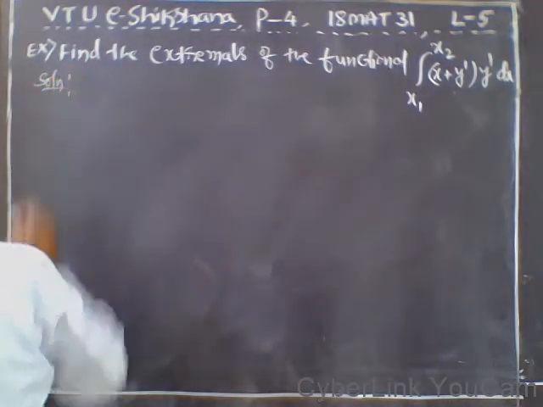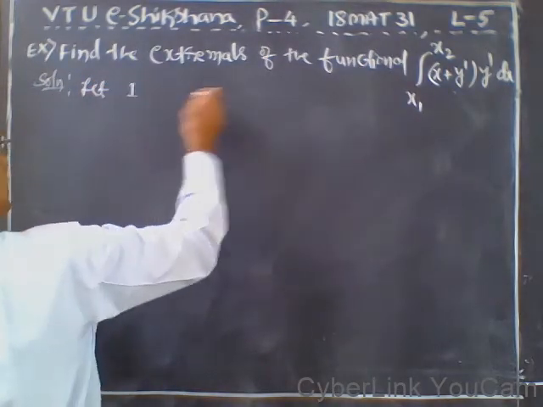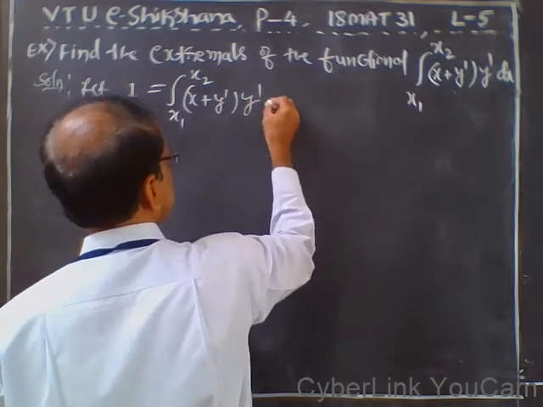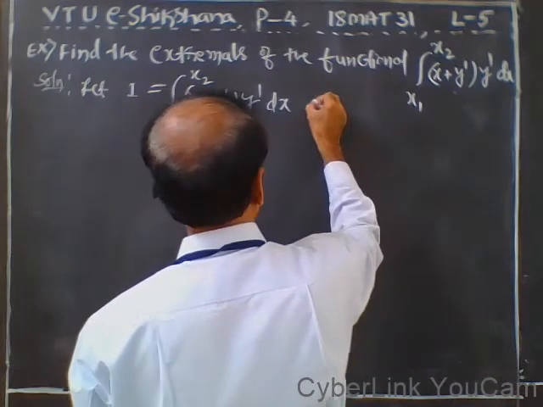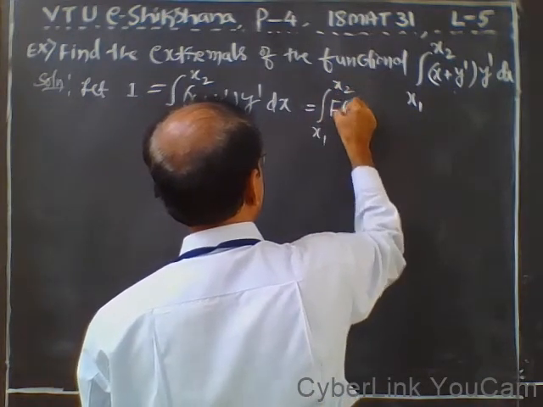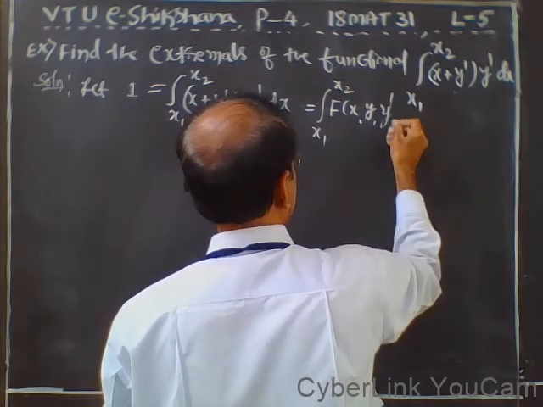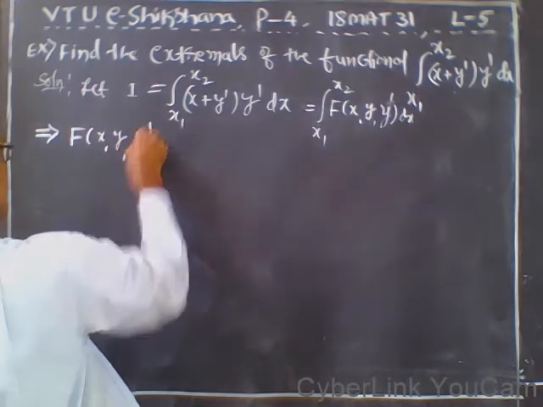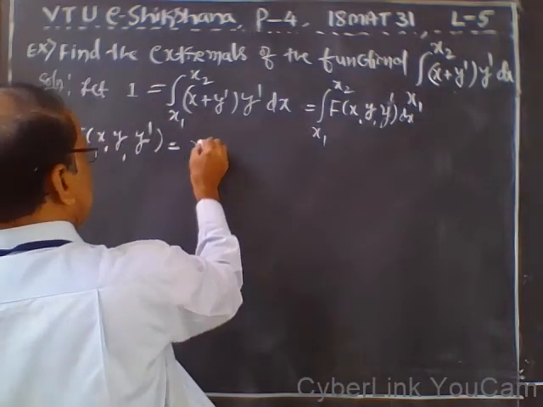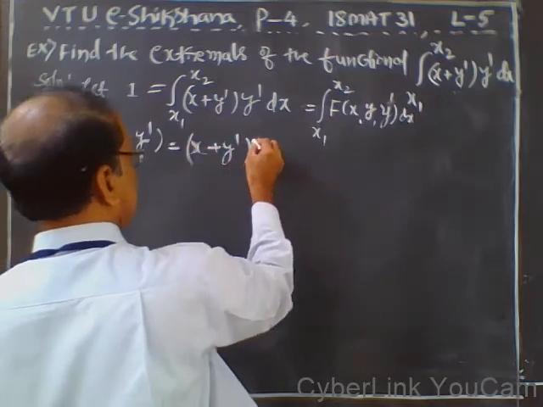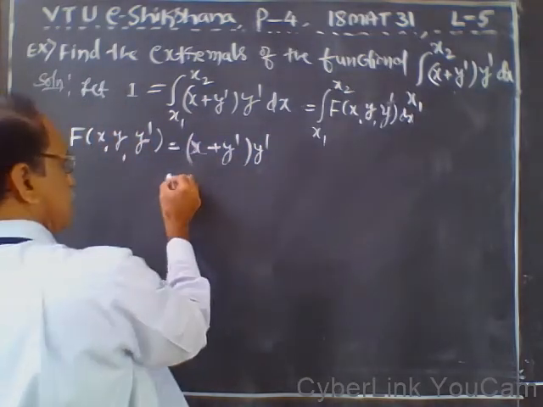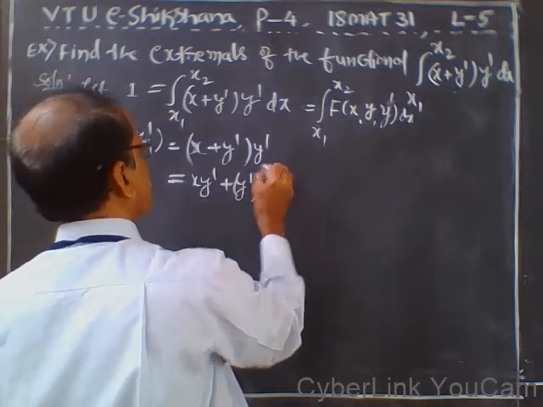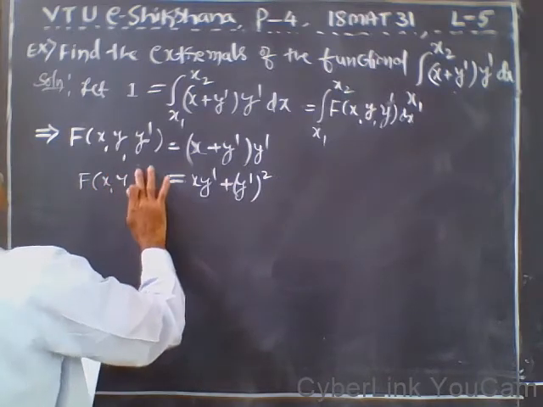In the solution, let the given integral that I indicate, that is x1 to x2, x plus y dash into y dash, dx. This can be taken as x1 to x2 f of x comma y comma y dash, dx. Here we can say f of x comma y comma y dash is equal to x plus y dash multiplied by y dash. This is what we have. Then after the expansion, that is removal of this bracket, x into y dash plus y dash square. This is for f of x comma y comma y dash.